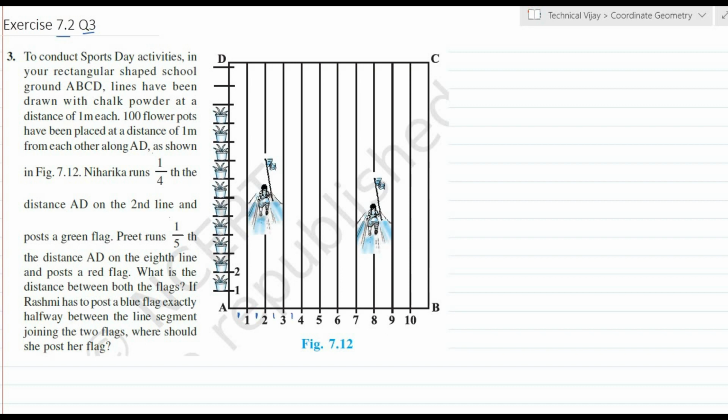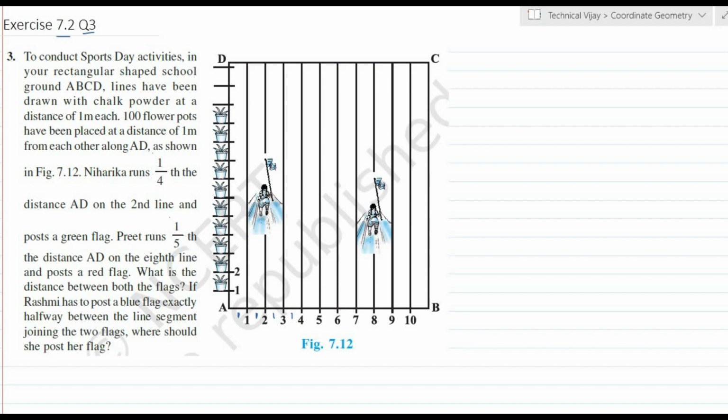100 flower pots have been placed at a distance of 1 meter from each other along AD. So along AD means it is the y-axis, I think. We can consider this as the y-axis. So AD is 100 meters, because 100 flower pots have been placed at a distance of 1 meter. So here 1 meter 1 flower pot, and second, third, fourth, like this 100 meters is there, and 100 flower pots are there, and they are kept at 1 meter each.